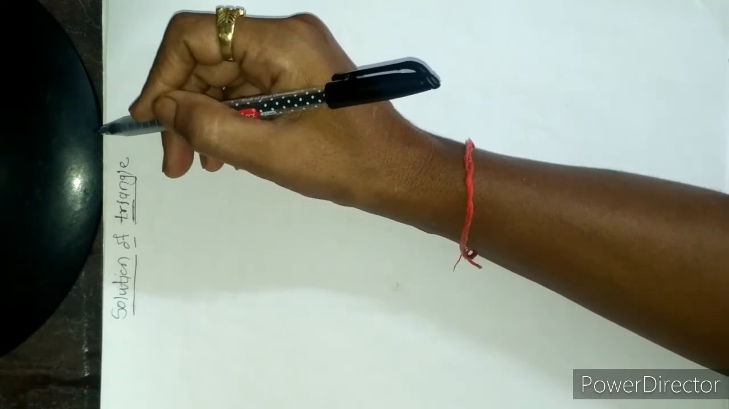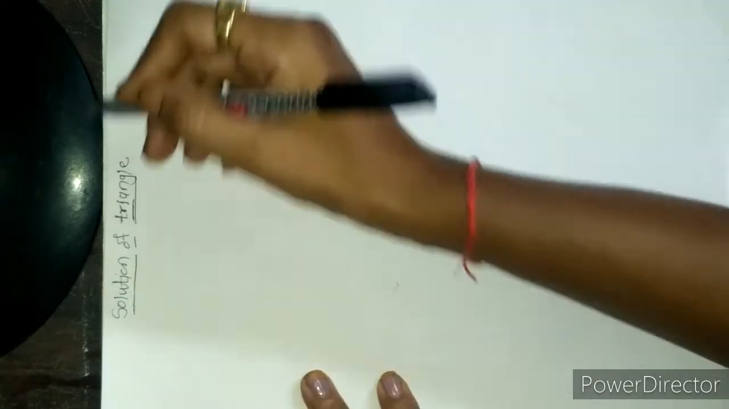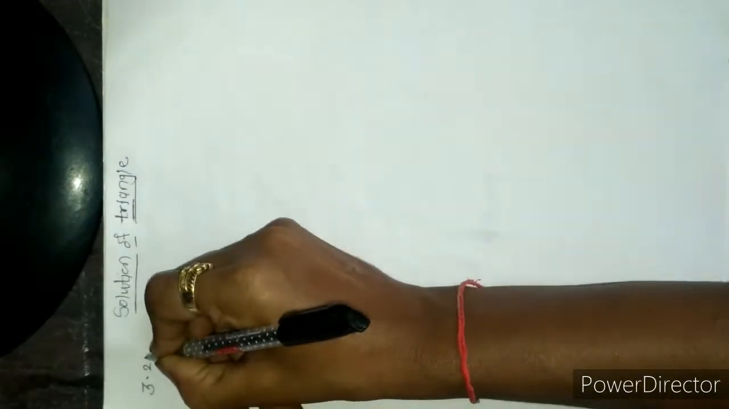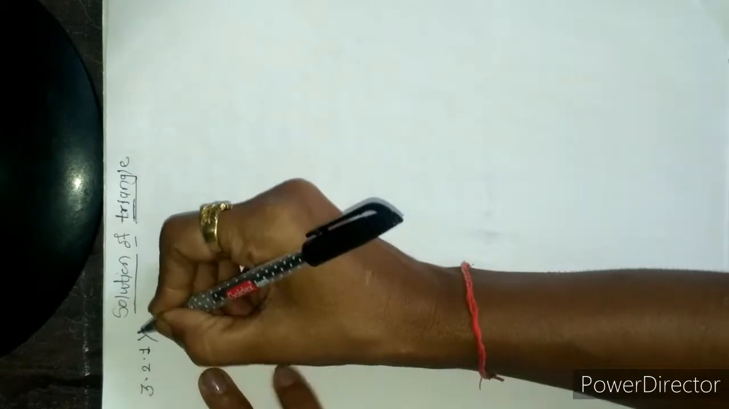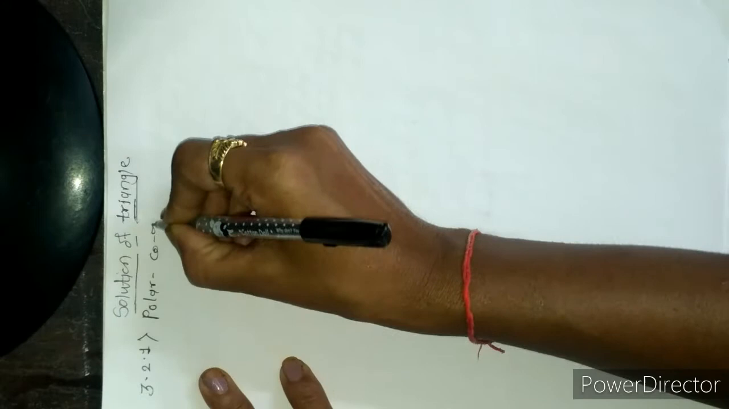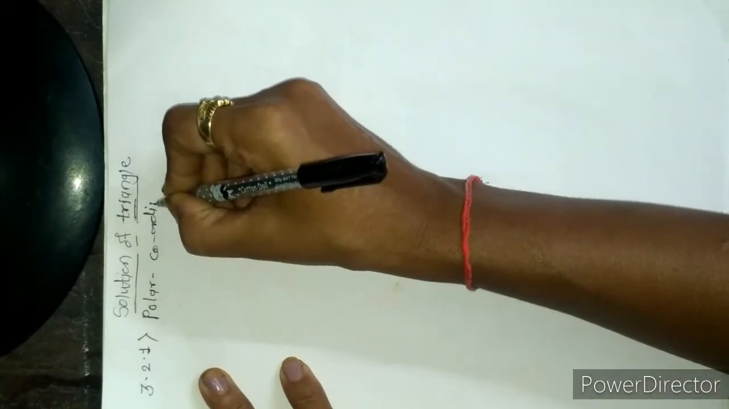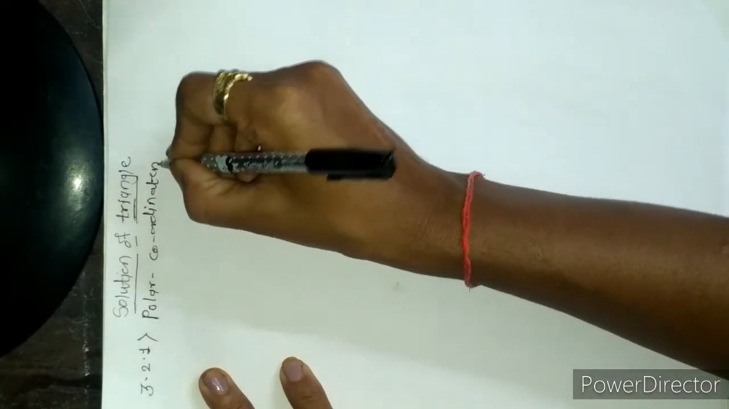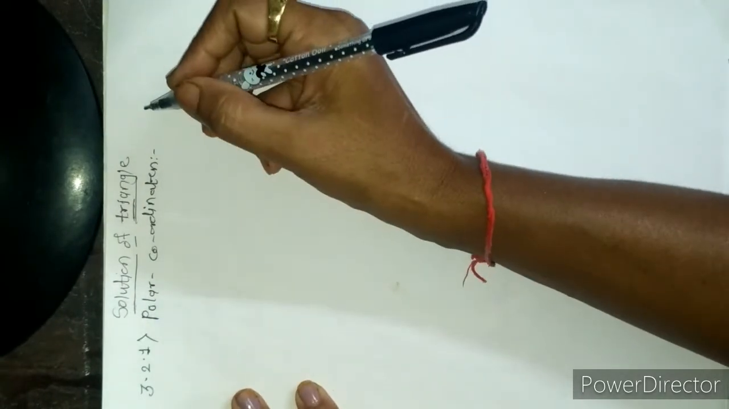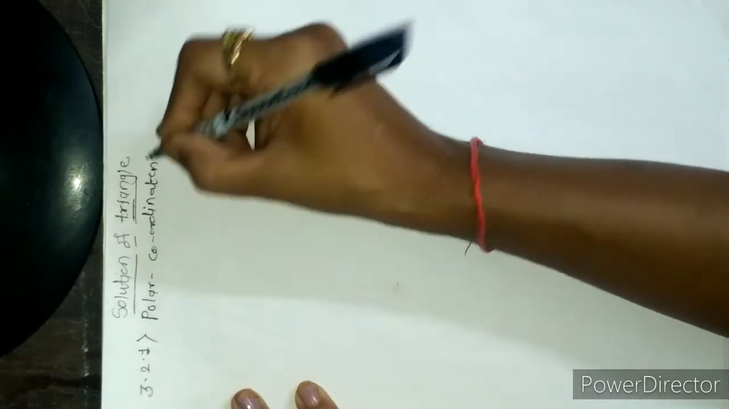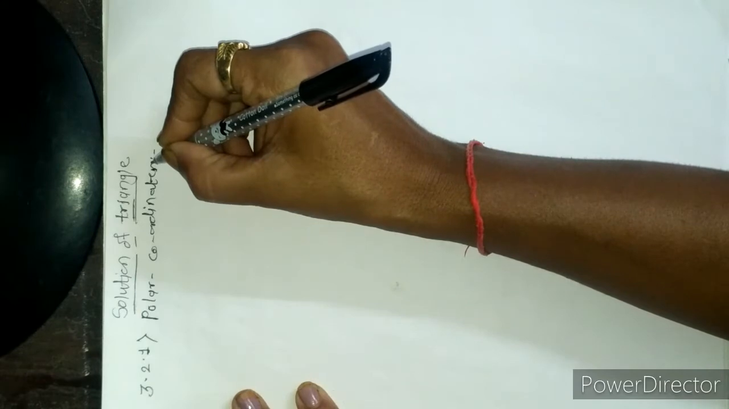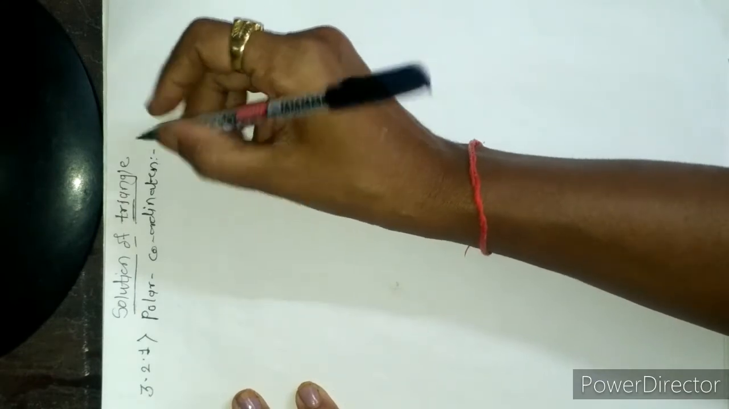According to our 12th syllabus, we take here the first point of solution of triangle as 3.2, with point 1 as polar coordinates. Actually, in 11th standard, we already learned the chapter on complex numbers, in which we saw the topic of polar form of complex number.